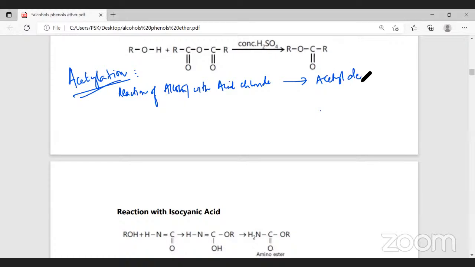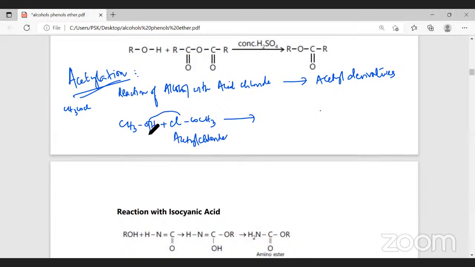Formation of acetyl derivatives. So alcohol reacts with acid chloride to form acetyl derivatives. We will take a simple example. We'll take methanol, and this methanol is allowed to react with acetyl chloride. Acetyl chloride is CH3COCl. We will write it like this, ClCOCH3, in order to show the elimination process. This is called acetyl chloride.